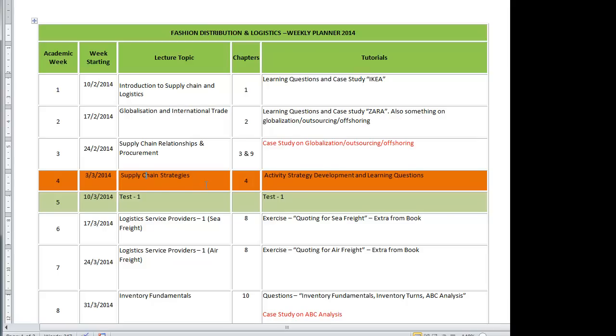So this week we're actually going to look at the production facility and start to have a look in the factory to see how they make the garments and what's the most effective or efficient way to make garments.